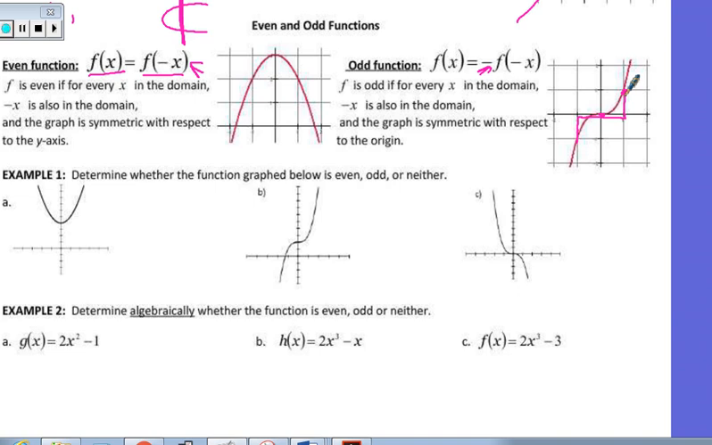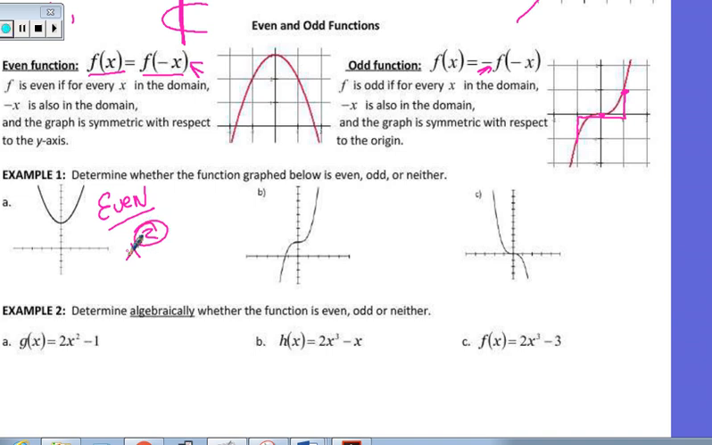So let's look at this graphically. I want to determine whether these functions are even, odd, or neither. So I'm looking at this one. I can see that I am symmetric to the y-axis, so this function here would be considered even, which makes sense. It is a parabola. We're looking at some kind of x squared situation there.